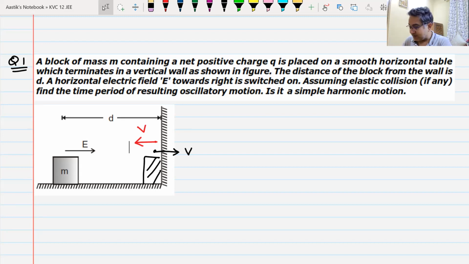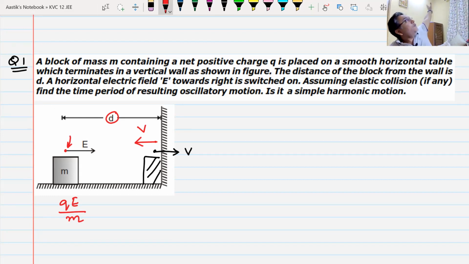Now remember, it was at rest at this point. At this point, this particle is at rest. It is going to get accelerated and it has to travel a distance d. You know the acceleration of this particle, it will be equal to QE by m. We understand this, yes or no? You just have to find out the time it hits the wall. How will you find out the time it hits the wall? This acceleration is constant, my dear friend.